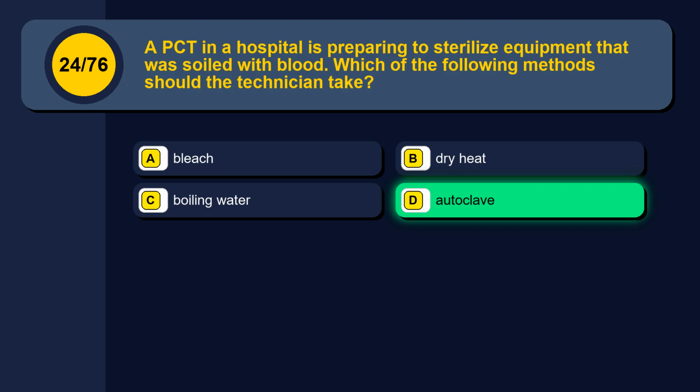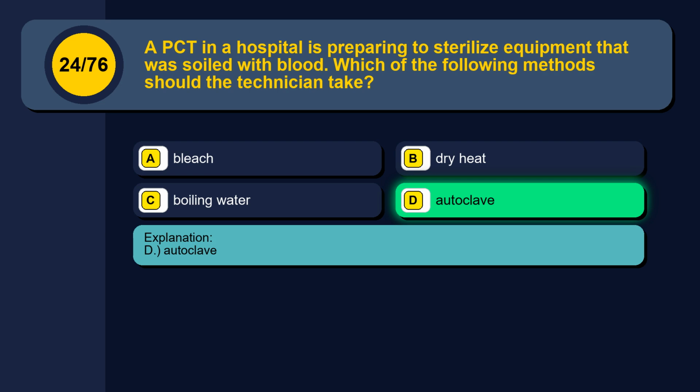The correct answer is option D. Autoclave.